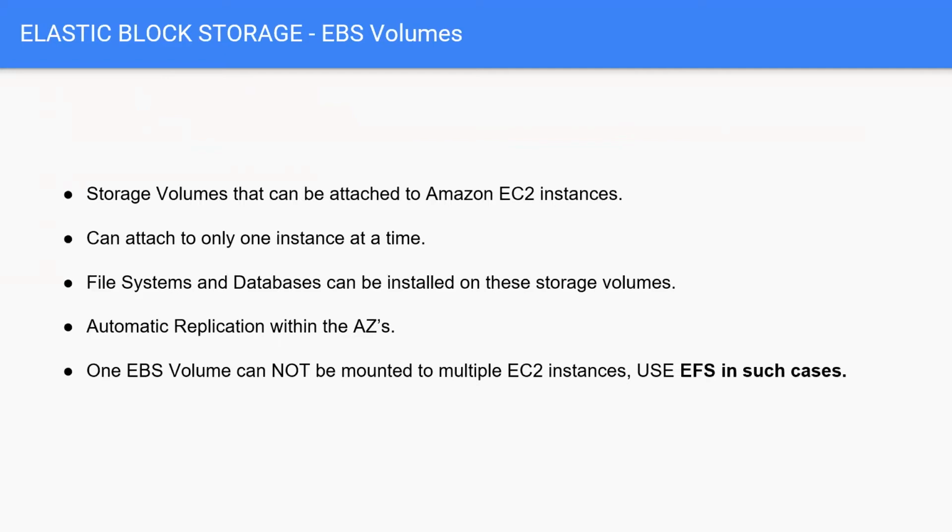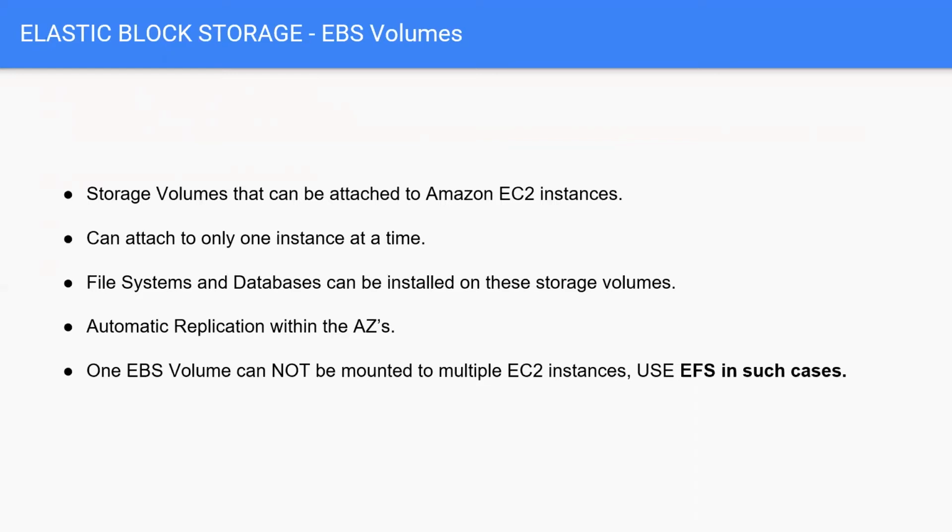But keep it in mind that one EBS volume at one time can remain attached to only one EC2 instance. If you have to attach it to another EC2 instance, another server, then you have to first detach it from the previous EC2 instance. And we'll see how to do that in our lab session.